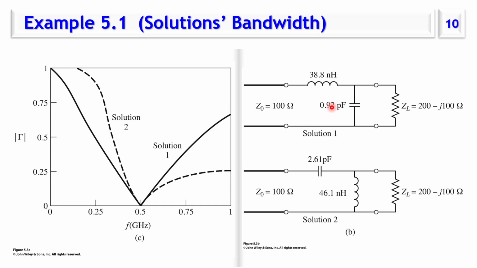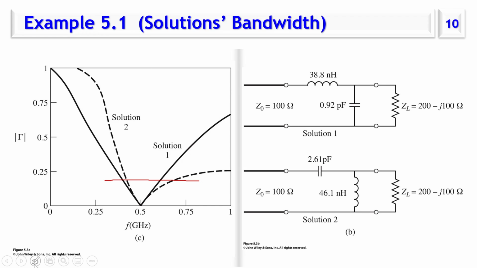Where did these values of C and L come from? They are calculated at 500 megahertz. At 500 megahertz, the reflection coefficient is 0, so we have an ideal match. When we go to different frequencies than the center frequency, each solution has a different behavior, and from this behavior we can define the bandwidth. For example, I would say the bandwidth is where the reflection coefficient is less than 0.2.